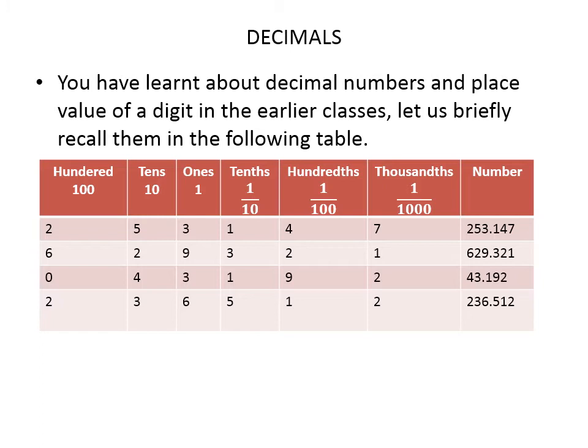Now one more number. The digit at the hundreds place is 0, at tens 4, at ones 3, at tenths place 1, hundredths place 9 and thousandths place is 2. Therefore the number is 43.192. Last number, 236.512. This is all about the numbers having decimal points.